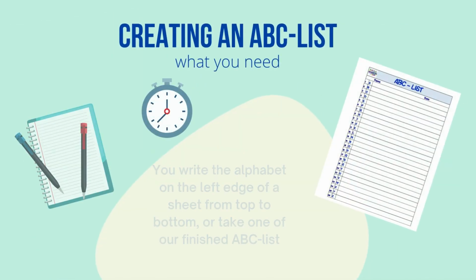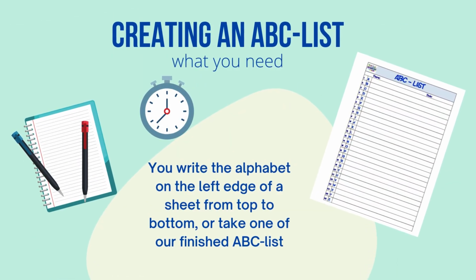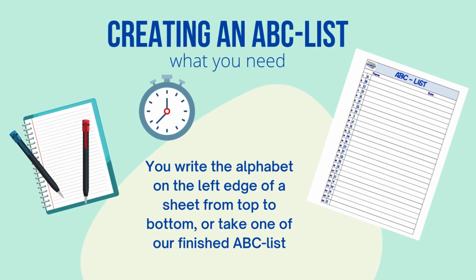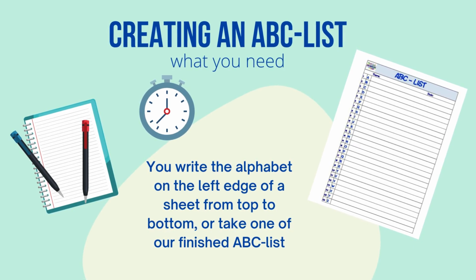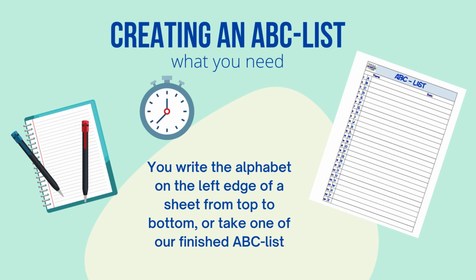To create an ABC list, you need a piece of paper, a pen, and a timer. You write the alphabet on the left edge of a sheet from top to bottom, or take one of our finished ABC lists. You can find the link in the description below the video. Then you choose a generic term for which the player should come up with words. For example, on the topic, countries of Europe. When the topic is chosen, write it on the top of the list and the date.